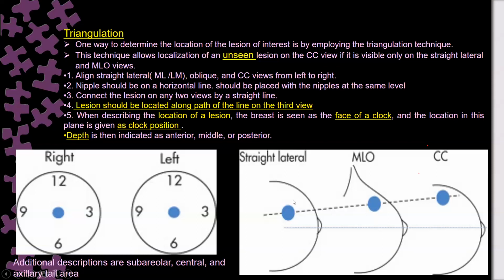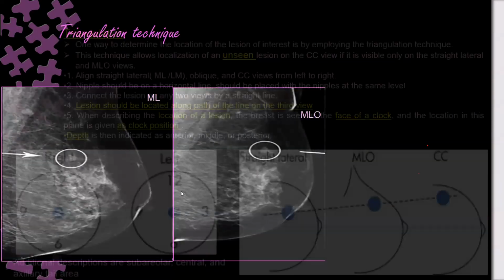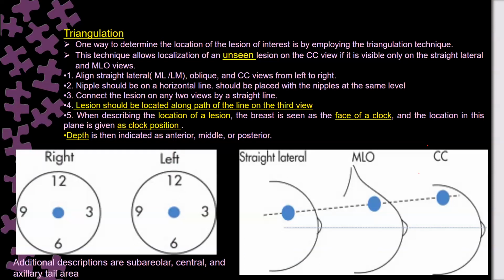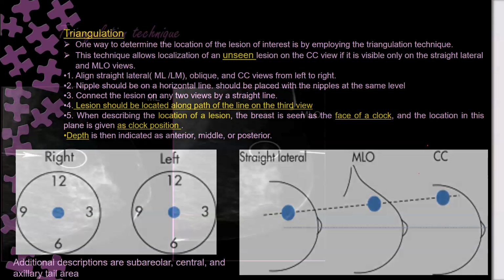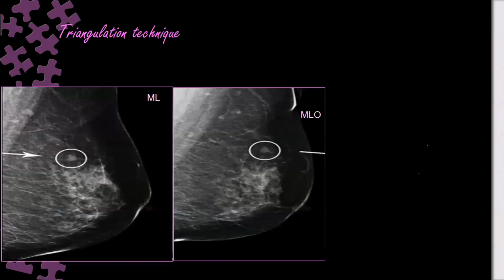And for some lesions there are other descriptions: retroareolar, central, and axillary tail area. This is not by clock. You can just mention it like that. We'll discuss this in detail in the coming lectures.